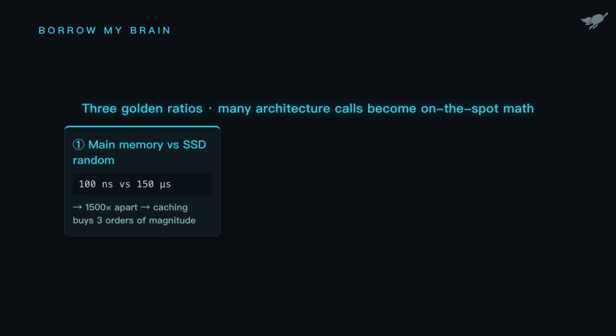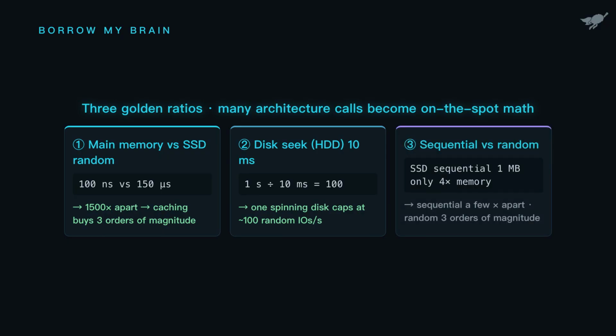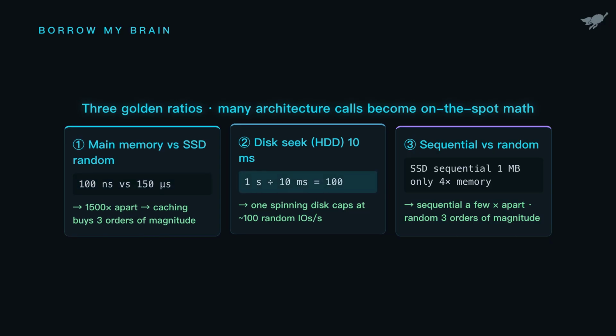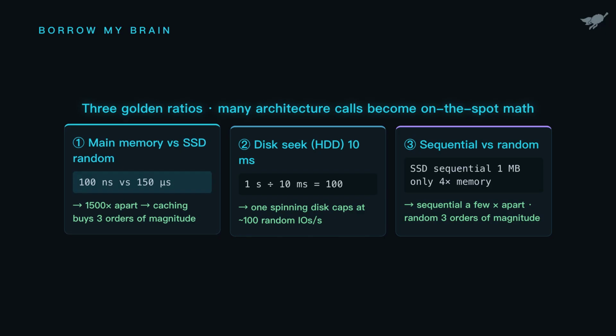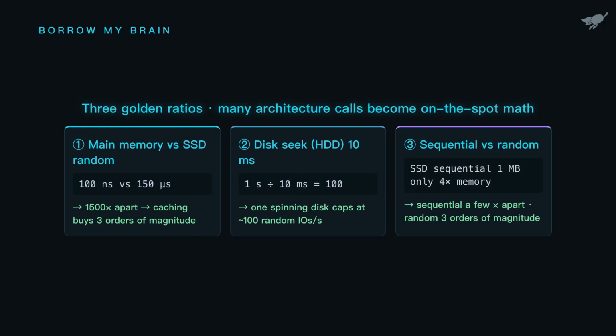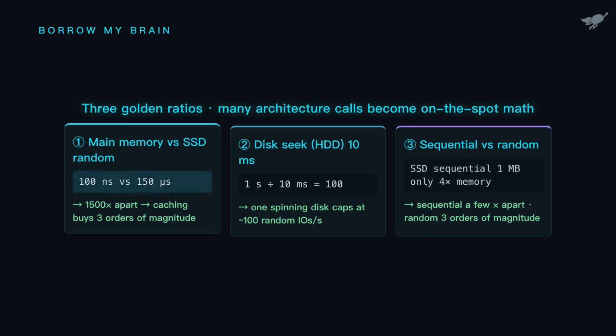To estimate fast, you also pick a few golden ratios out of that latency table and memorize them. I'll underline 3. Number 1, main memory reference, 100 nanoseconds. SSD random read, 150 microseconds. 1,500 times apart. That's why caching shows up in every architecture ever drawn. Move data from disk into memory, and what you just bought is 3 orders of magnitude.